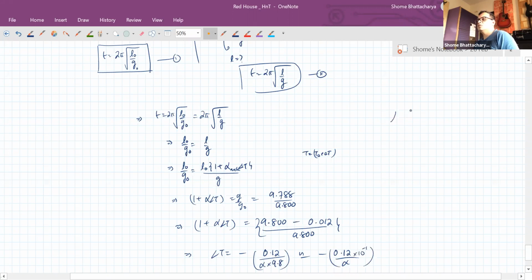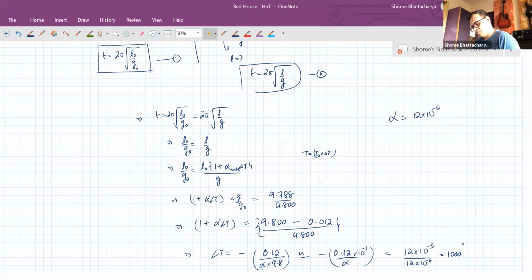Alpha is given to us in the question as 12 into 10 raised to minus 6. So we need to be at a temperature which is 1000 less, which is quite ridiculous. So either I made some mistake in calculation.